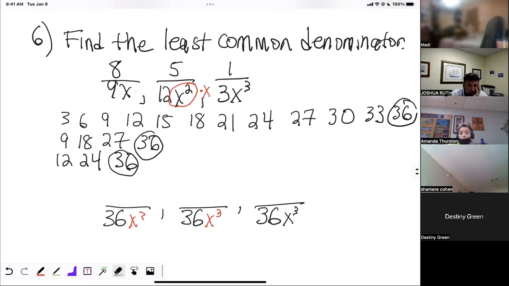I'm taking this away. I need more room. Hold on. I take these away and take this away. Okay, here we go. All right, so I have 9x. This is what I have. This is what I need. What do I multiply 9 by to get 36? 9 times 4.